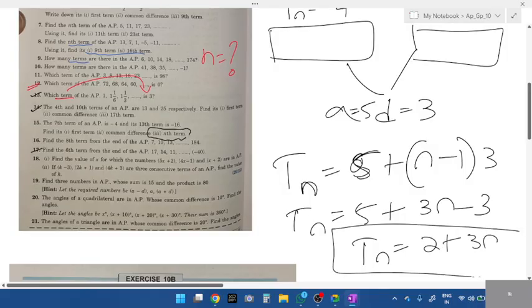This is known as nth term. Nth term will not have a value. It is just solving the n value as it is. Just keep n value and do it. Shall we try the next one?